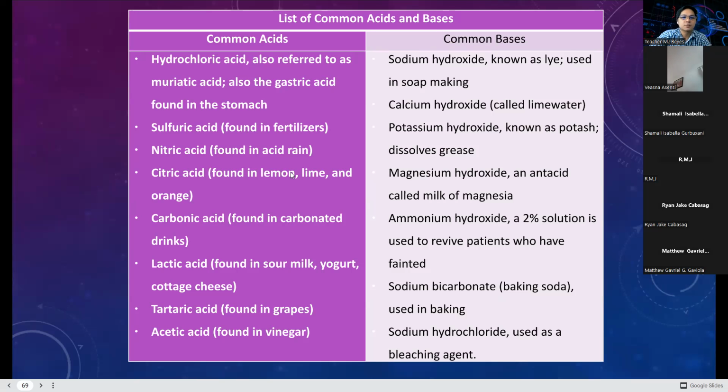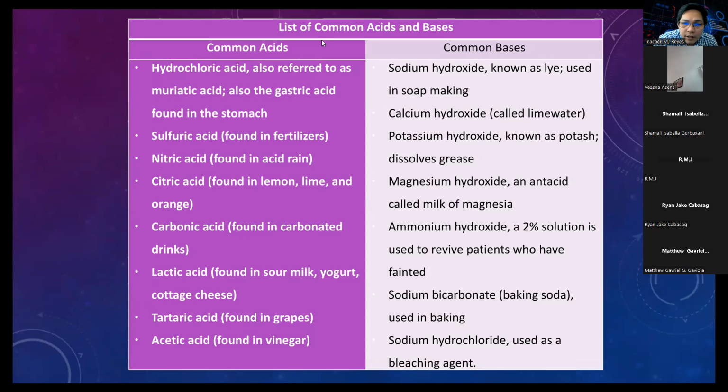Sulfuric acid is found in fertilizers, nitric acid is found in acid rain, and citric acid is found in lemon, lime, and oranges. Carbonic acid is found in carbonated drinks, just like your soft drinks. That is the main reason why it is not advisable to drink soft drinks on an empty stomach, because they are composed of carbonic acid.